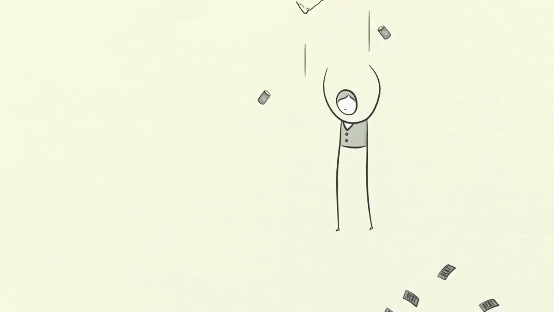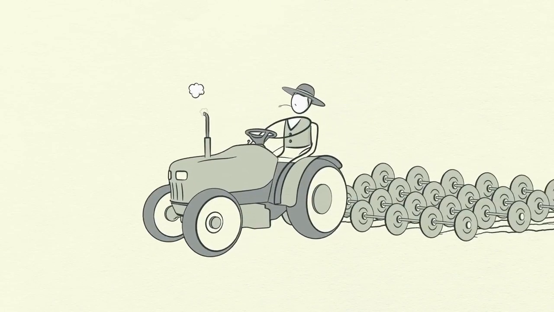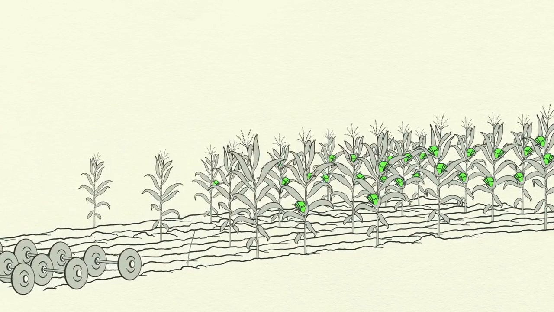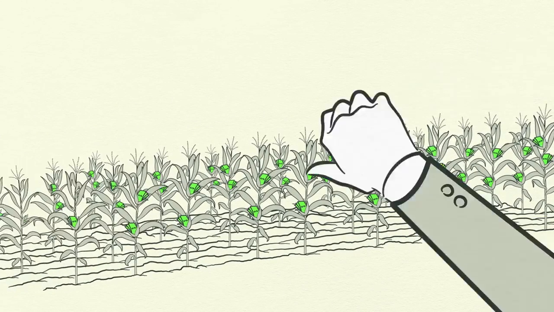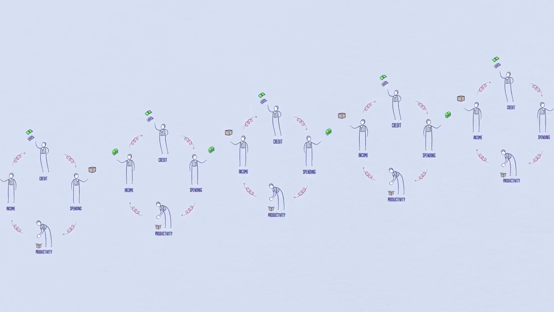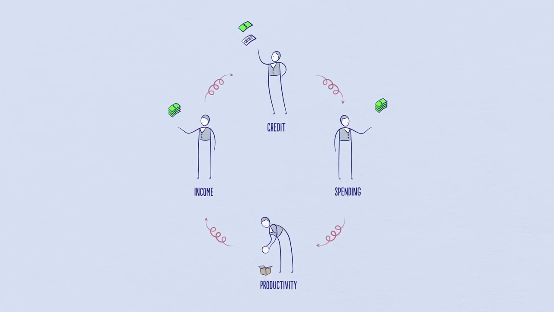But if you borrow money to, say, buy a tractor, and that tractor lets you harvest more crops and earn more money, then you can pay back your debt and improve your living standards. In an economy with credit, we can follow the transactions and see how credit creates growth. Let me give you an example.